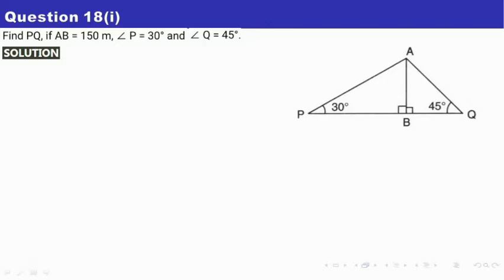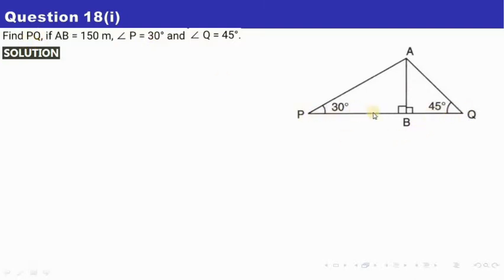Today's questions start with question number 18, sub number 1. Find PQ if AB is 150. You can see AB is given to you as 150 meter, angle P equals 30 degrees, angle Q equals 45 degrees. So here you need to find PQ. PQ is this length.